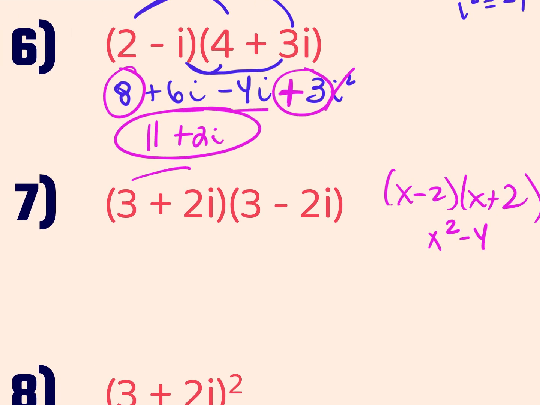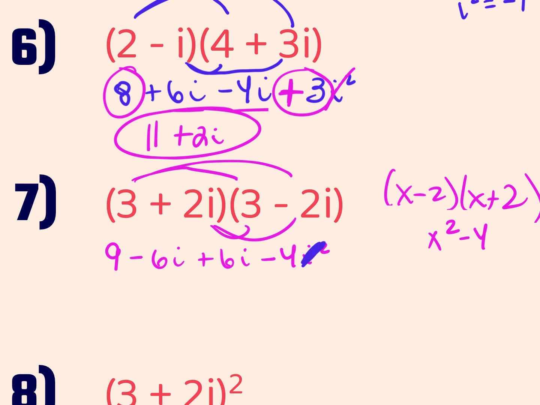If I multiply 3 times 3, what do I get? 9. What's 3 times negative 2i? Minus 6i. What's 2i times 3? Plus 6i. What's 2i times negative 2i? Minus 4i squared. Do you see an i squared? What do we do? Cross it off and change the sign. Every time. So now real with real. What's 9 plus 4? 13. What happens with my positive and negative 6i's? They cancel.